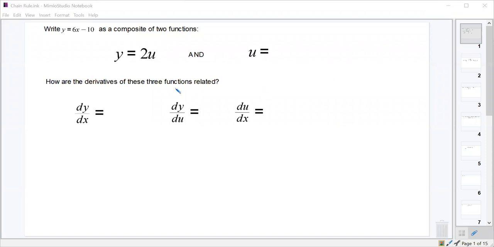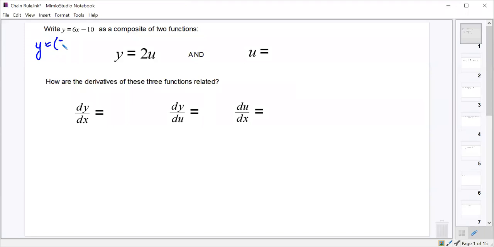We're going to take the function y equals 6x minus 10, and we're going to write it out as a composition of two functions. So we're going to rewrite it as y equals 2u. And if y equals 2u, what would u have to equal?